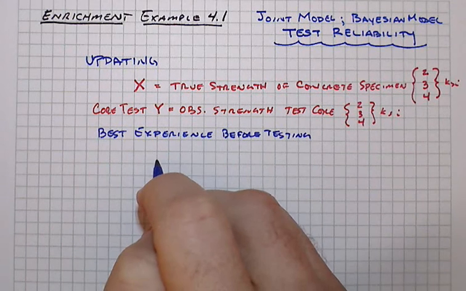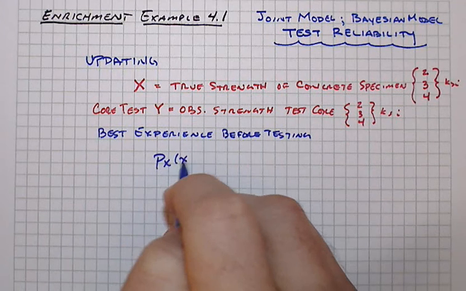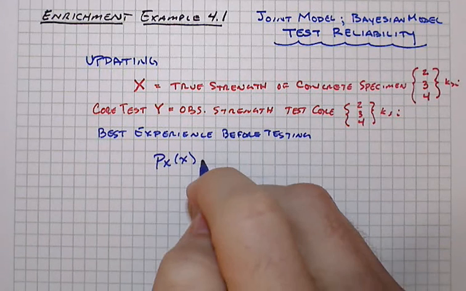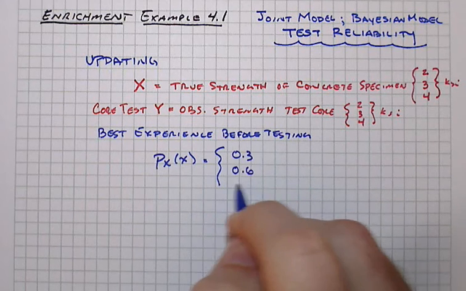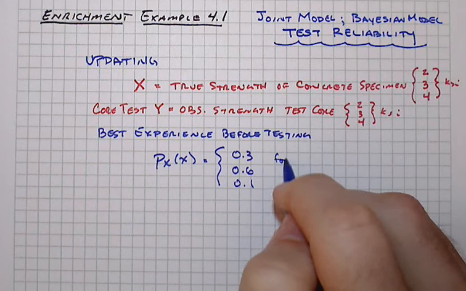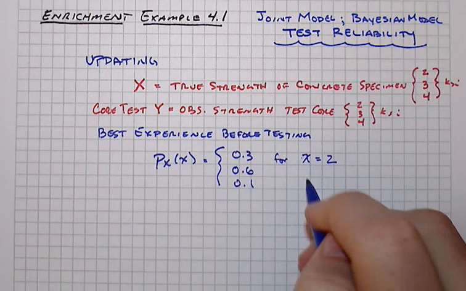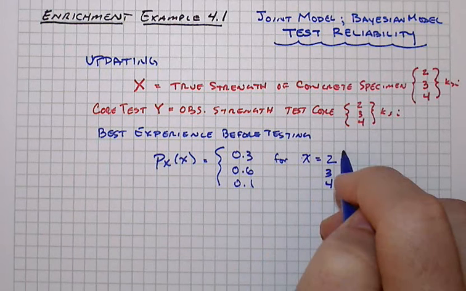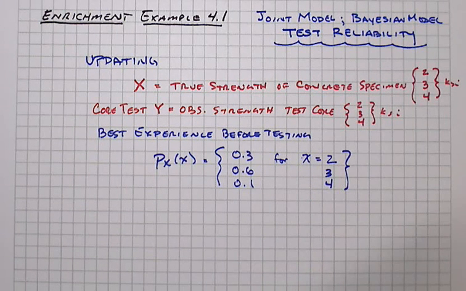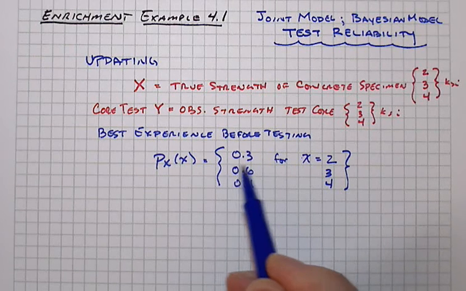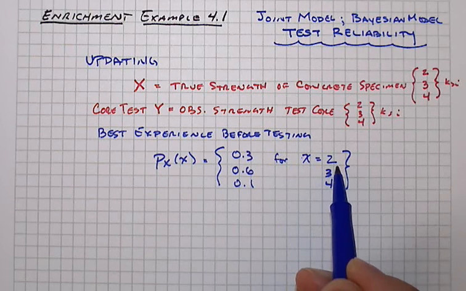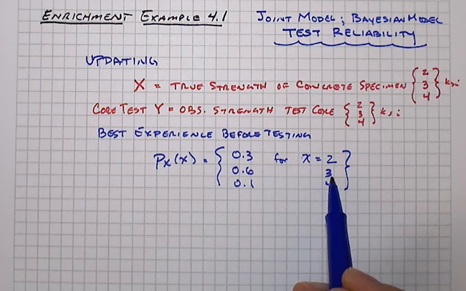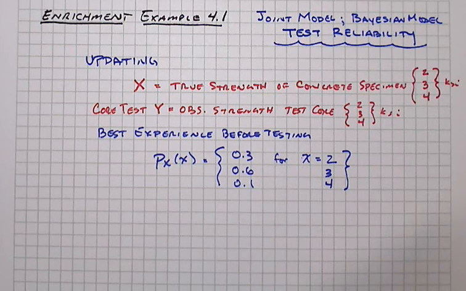tells us that our marginal distribution of x, our true strengths, is going to be 0.3, 0.6, 0.1 for x equal to 2, 3, and 4 respectively. And so that's using this particular design mix of concrete. We mix it up, and there's a 30% chance that its true strength is 2 KSI, 60% chance that it's 3 KSI, and 0.1 or 10% chance that it's 4 KSI.